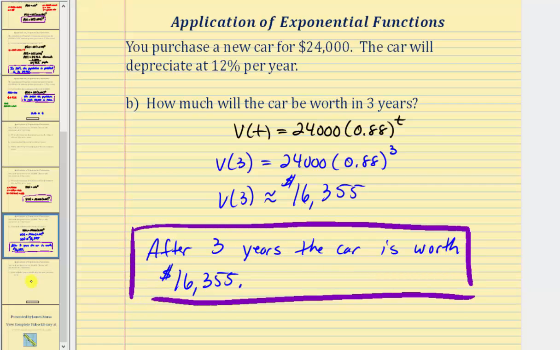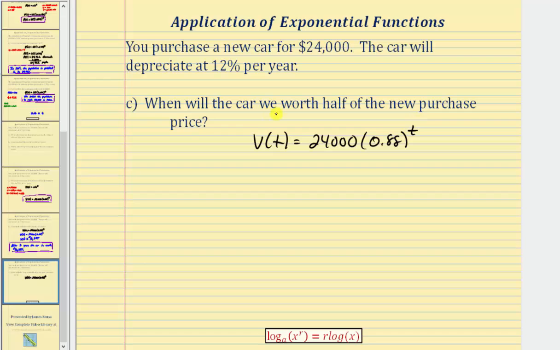And finally, for our last question, we're asked to determine when the car will be worth half of the new purchase price. Well, if the purchase price was $24,000, we would determine the value of t when v of t would be equal to half of 24,000, or 12,000. So we want to solve the equation 12,000 equals 24,000 times 0.88 raised to the power of t.